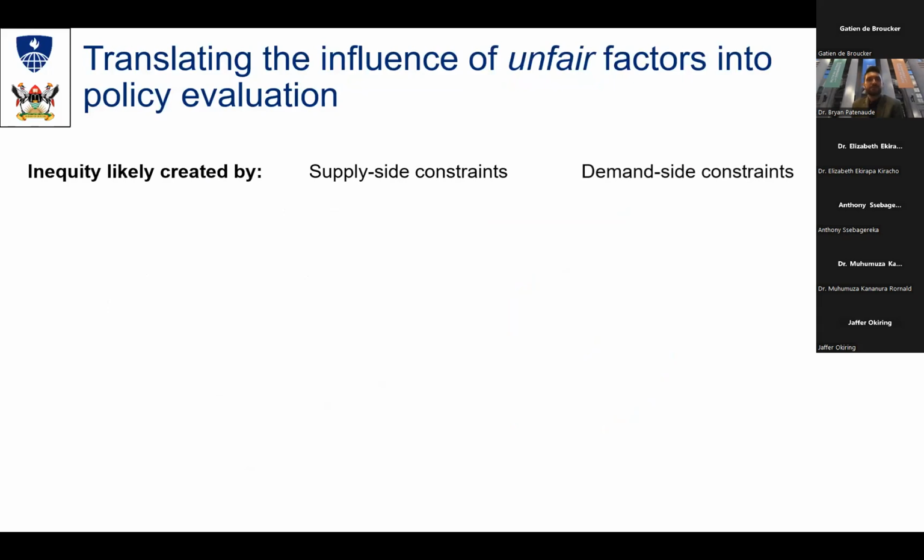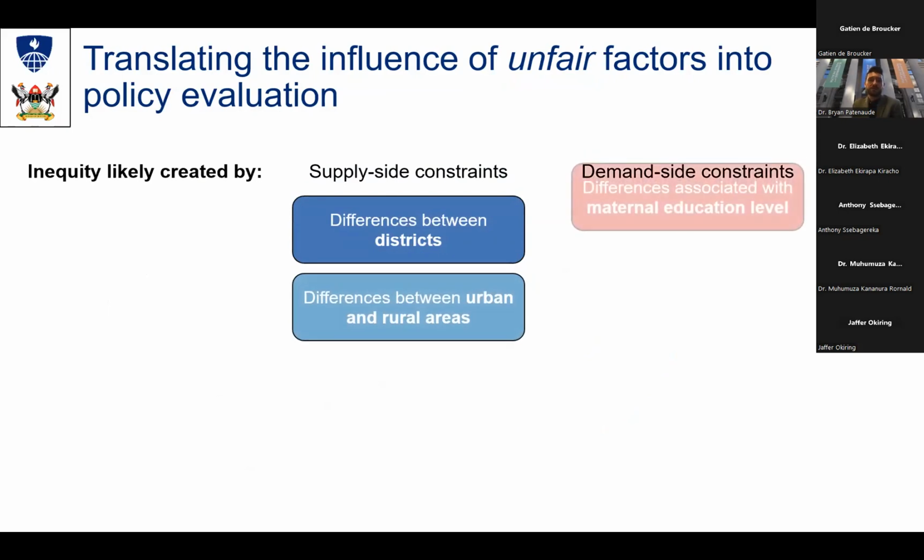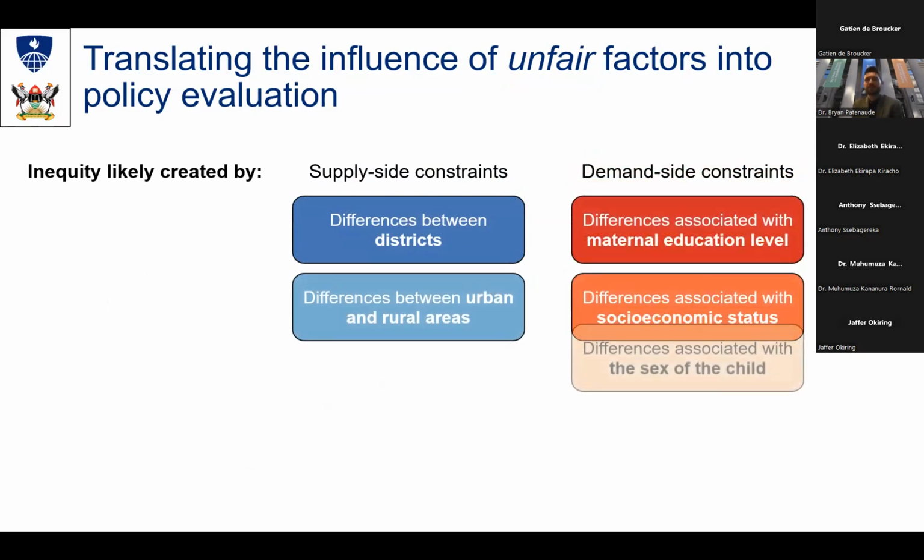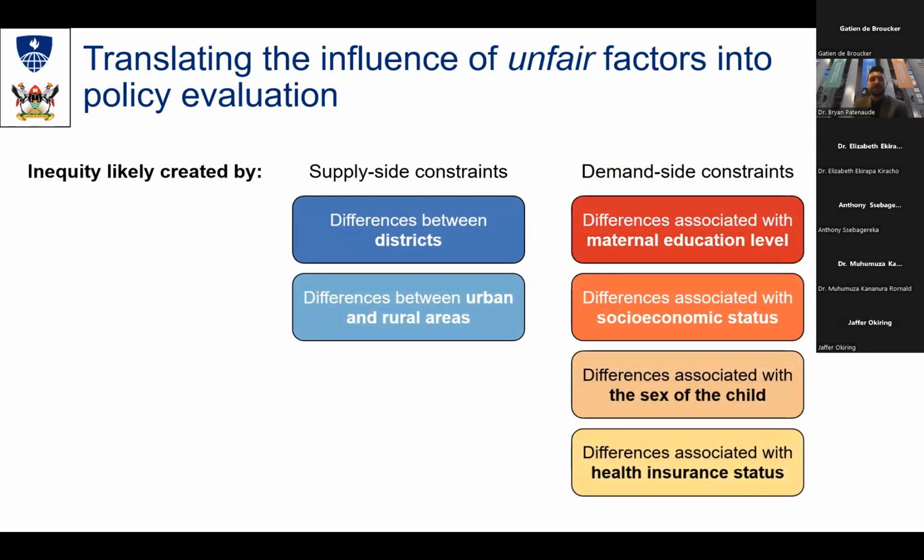And we can use this in a number of different ways. So when you control for everything in a model and you have everything kind of together, we can sort of split these different factors into two sides. One are supply side constraints and one are demand side constraints.